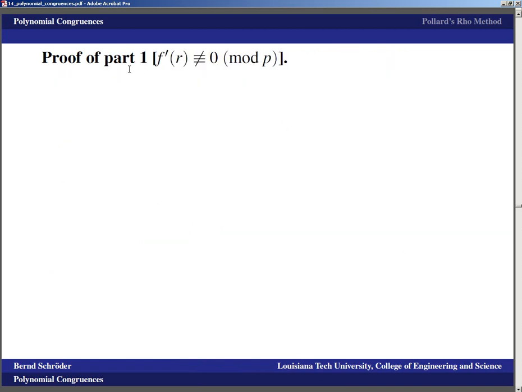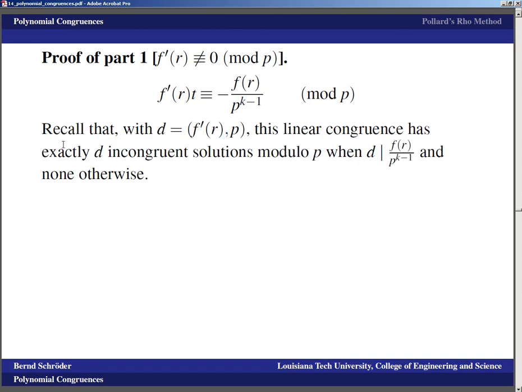Okay, and so now we're going to prove parts 1, 2, and 3 of Hensel's lemma. And the key to all three parts, even though part 1 just says that f prime of r is not equivalent to 0 modulo p, is that we have to solve the congruence f prime of r times t equivalent to negative f of r over p to the k minus 1 modulo p. And, well, what can we recall? The greatest common divisor of f prime of r and p is, if we call that thing d, then this linear congruence has exactly d incongruent solutions modulo p.